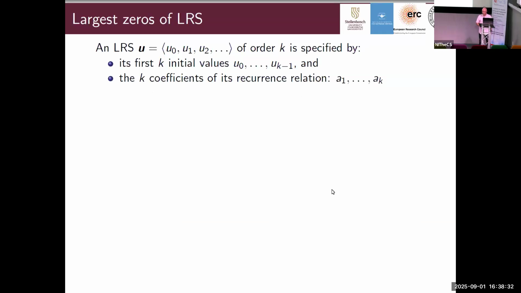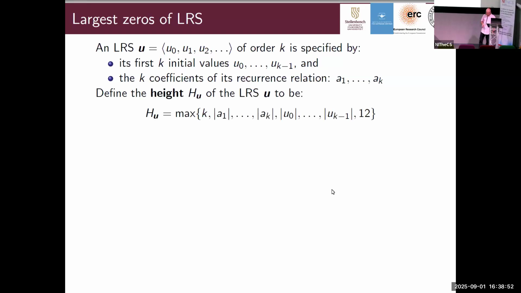Alrighty. So now let's go a little bit and talk about, I showed some algebraic number theory that contributes there. Let me show you some analytic number theory that contributes to the problem. So let's talk about large zeros of linear recurrent sequences. Suppose that you have a linear recurrent sequence. It's given by these 2k values.